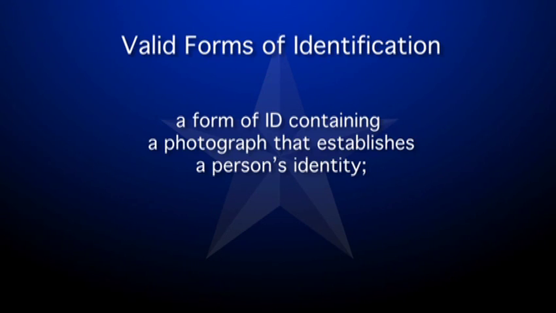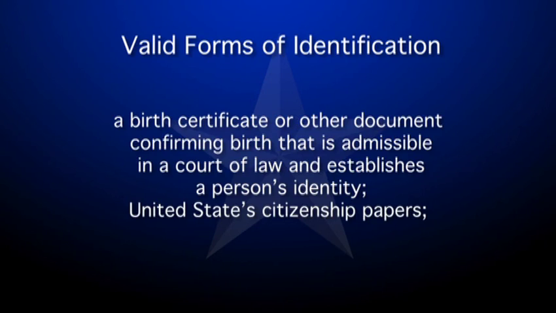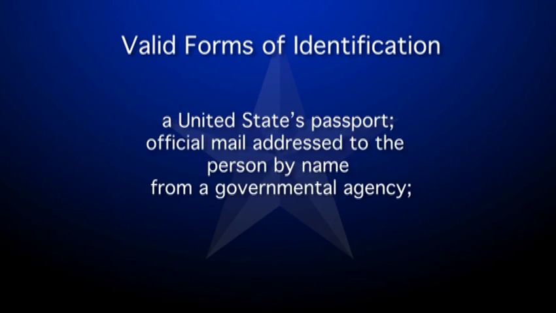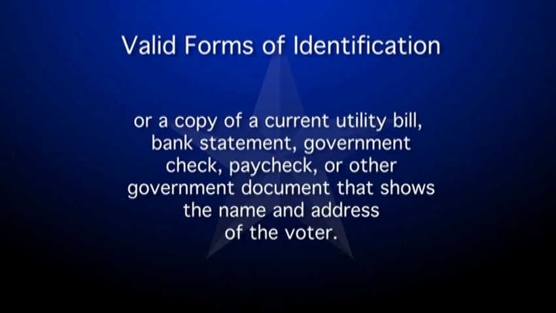The driver's license is the most common form of identification you will see when a voter does not have his or her certificate, but it's hardly the only one. Other valid forms of identification include a form of ID containing a photograph that establishes a person's identity, a birth certificate or other document confirming birth that is admissible in a court of law and establishes a person's identity, United States citizenship papers, a United States passport, official mail addressed to the person by name from a governmental agency, or a copy of a current utility bill, bank statement, government check, paycheck, or other government document that shows the name and address of the voter.